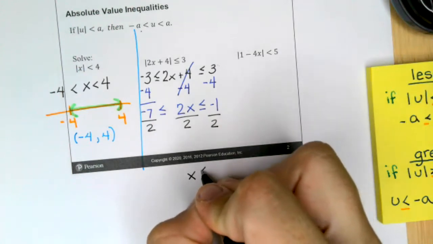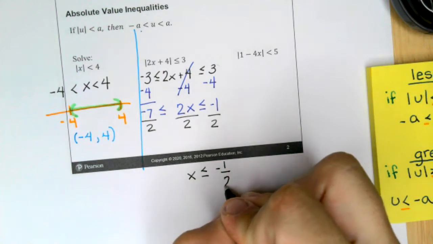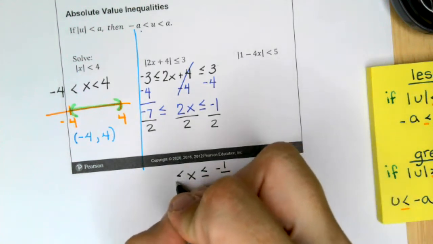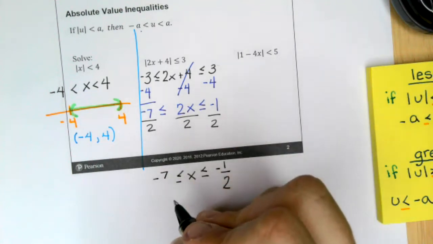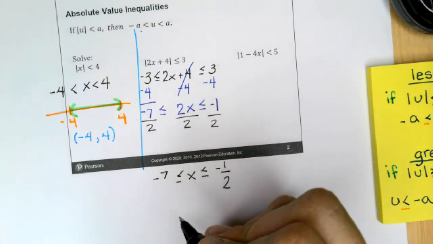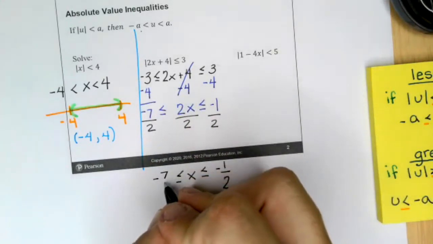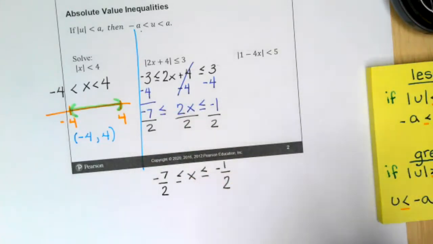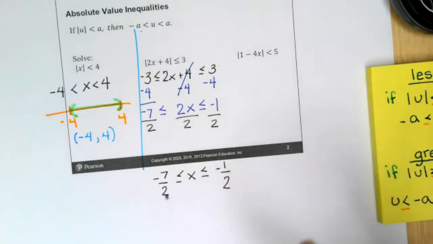I'm just going to say x is less than or equal to negative 1/2, and x is greater than or equal to negative... No, sorry, it's a subtraction. I thought I was dividing. Negative 7/2. Okay? And you're done, because you can't make that any simpler, or that one.